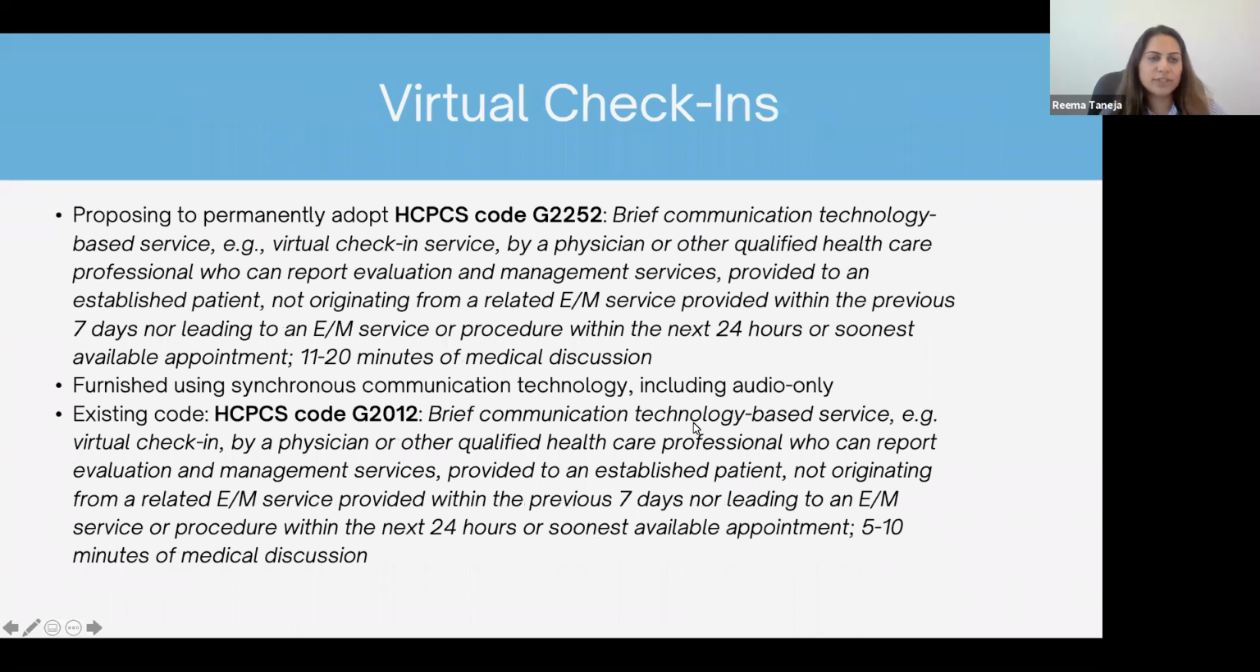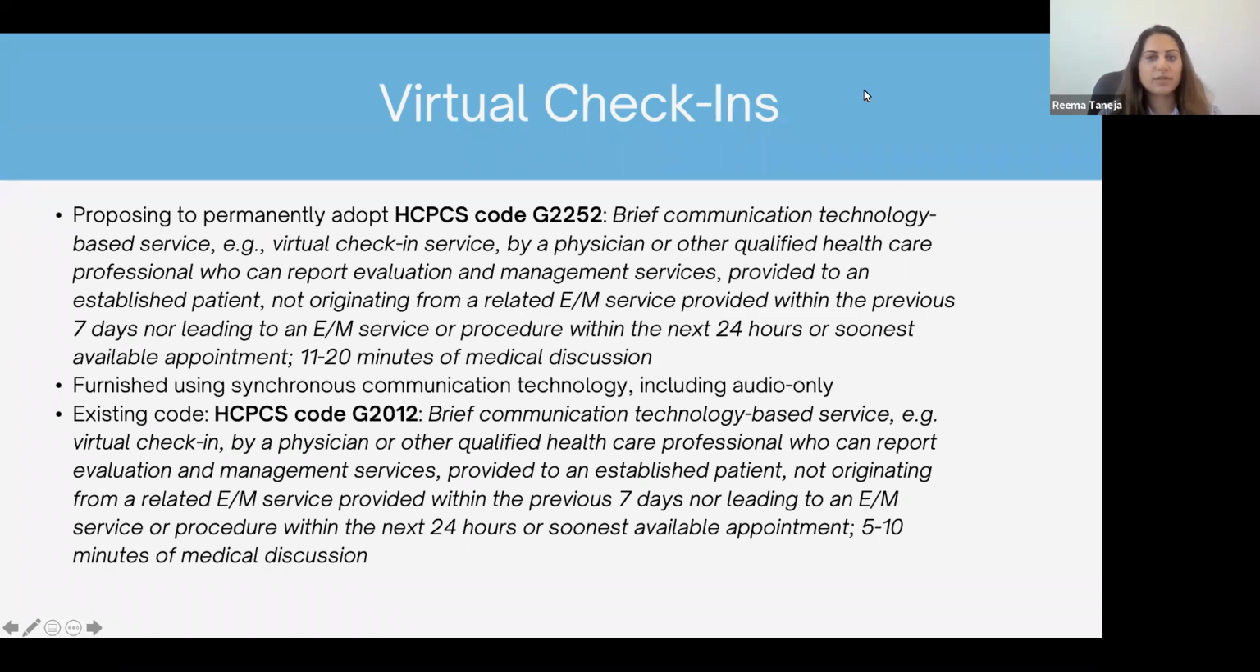We can move to virtual check-ins. Okay, so for virtual check-ins, this code has already been used temporarily. It's G2252. Basically what it allows is additional time spent for virtual check-ins. So instead of only allowing for reimbursement for the first 5 to 10 minutes, this code would allow for a practitioner to bill for the next 11 to 20 minutes. So essentially it would allow for longer virtual check-ins.